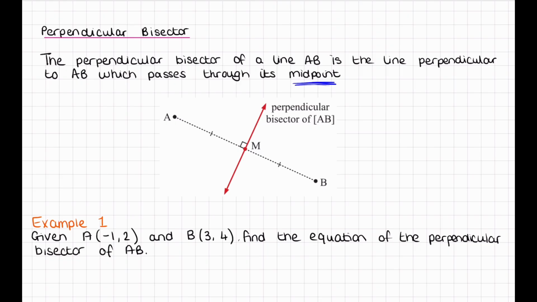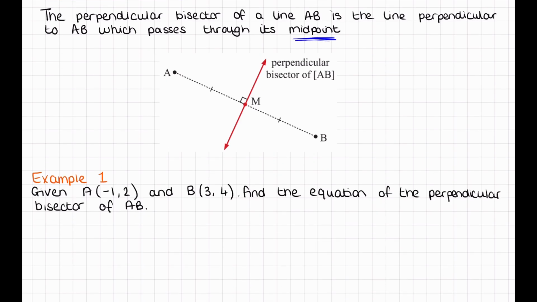By it being a perpendicular bisector, the bisector element of it means it goes through the midpoint. So that's something really important to remember. Just one example, we've got point A, negative 1, 2, and B, 3, 4. Find the equation of the perpendicular bisector.